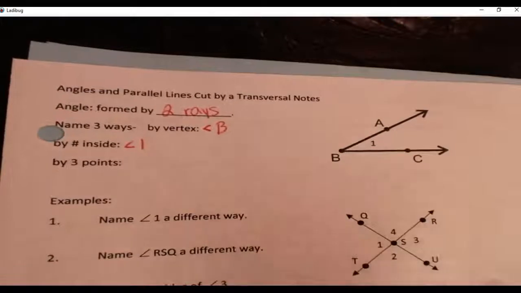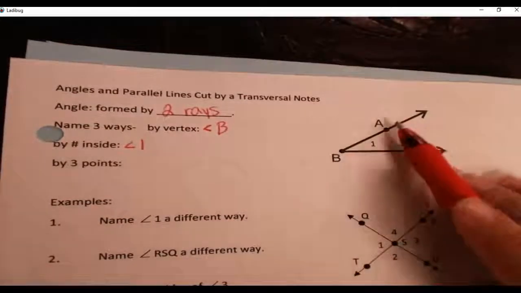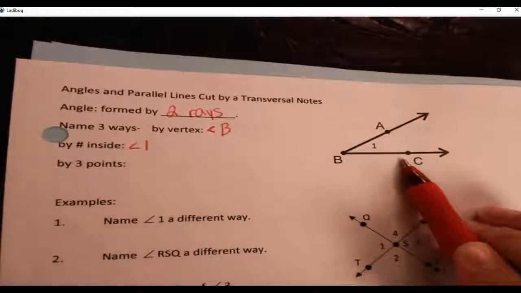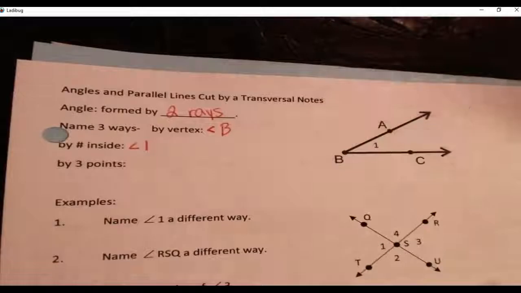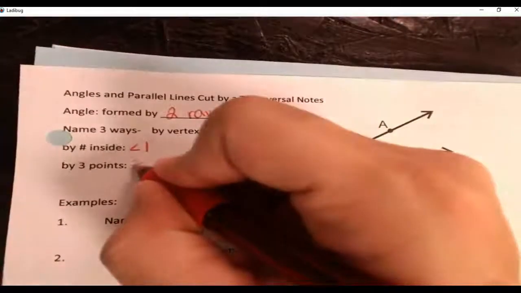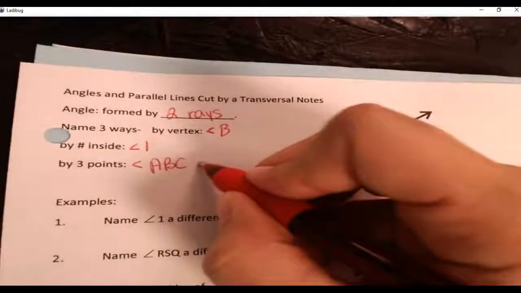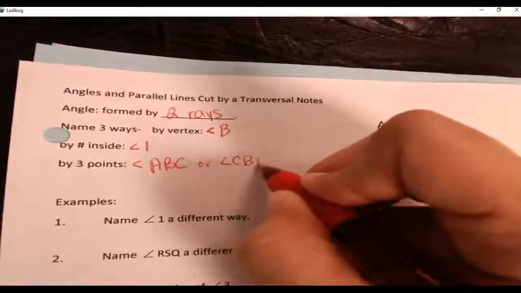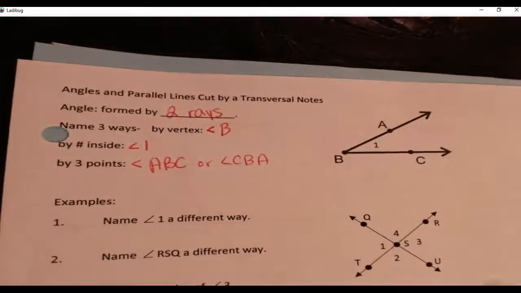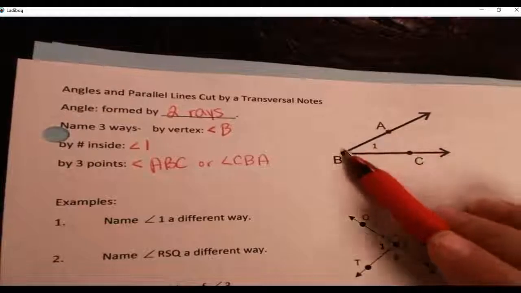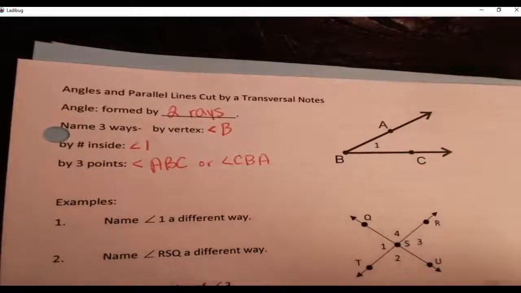But the most common way that they're going to name them is by all 3 points. When you name it by 3 points, you always want the vertex to be in the middle. So we could say ABC, or we could say CBA, and it would be talking about the same angle. Okay? So we could say angle ABC, or CBA. You can switch those orders as long as you keep the vertex in the middle. So A, B, C, C, B, A. Any questions on naming them?